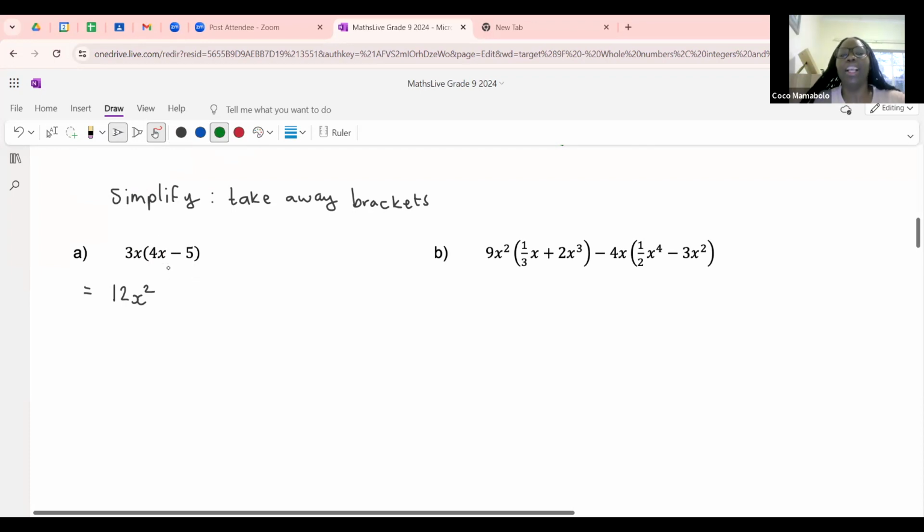I can't remember. Okay, so that would be 12x squared. Now I have to take 3x and multiply it with -5. Okay, 3x times -5 will give me -15x. Okay, that is -15x.